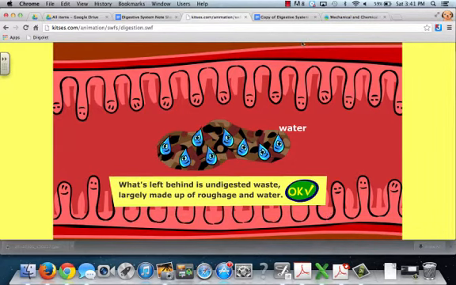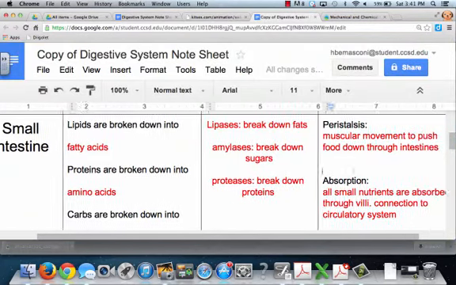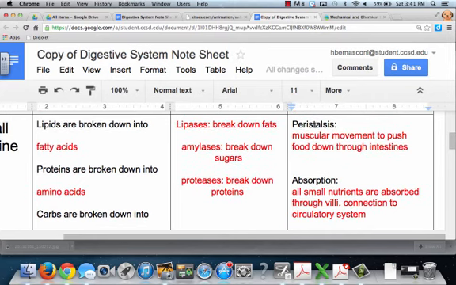So we're actually going to go back to our notes and finish the small intestine notes. Now again, a word, peristalsis. That's the movement of the food through your small intestines. So it's a muscular movement to push food down through the intestines, just like it did in the esophagus. And it's important, all the small nutrients were absorbed through the villi, which is a connection to the circulatory system.